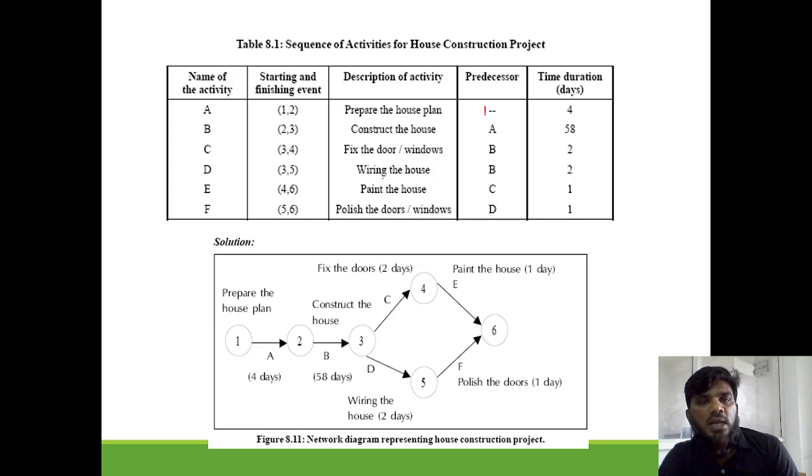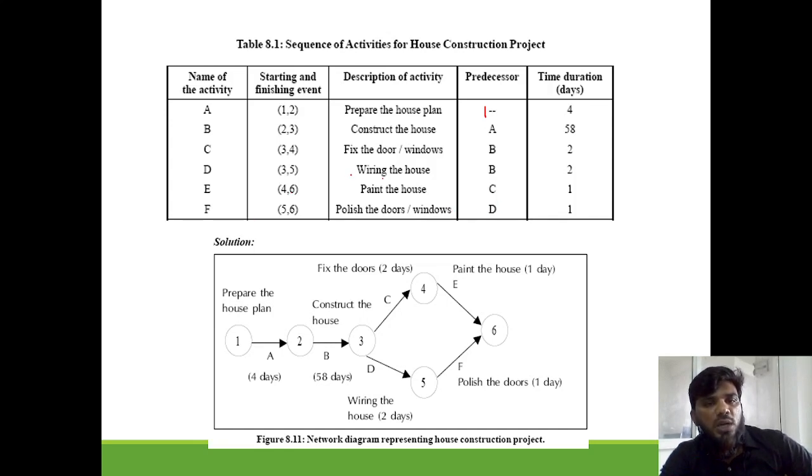They will say that initially A is there, B precedes A, B precedes C, then B precedes D, which means B is an input for both C and D. Next, C precedes E. C precedes E means E starts after the completion of C event. Next, F starts only after the completion of D.